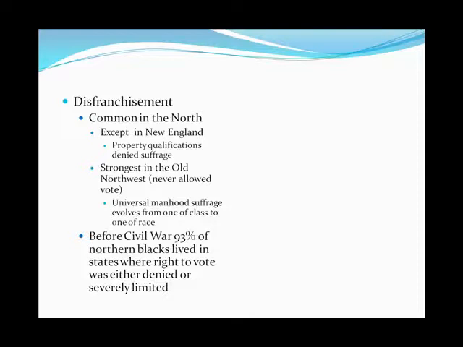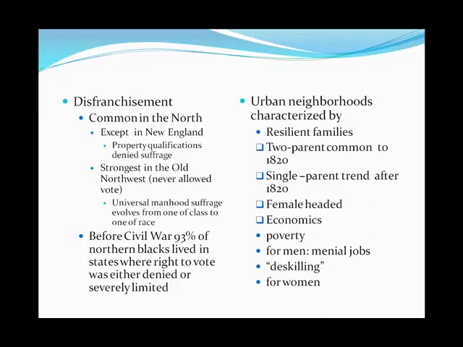The strongest opposition was in the Old Northwest, where blacks had never been allowed to vote. And even with universal manhood suffrage, which is evolving during this period, this restriction on voting moves from one of class to one of race. Before the Civil War, 93% of northern blacks lived in states where the right to vote was either denied or severely limited. They were restricted to exclusive black neighborhoods or to segregated neighborhoods.